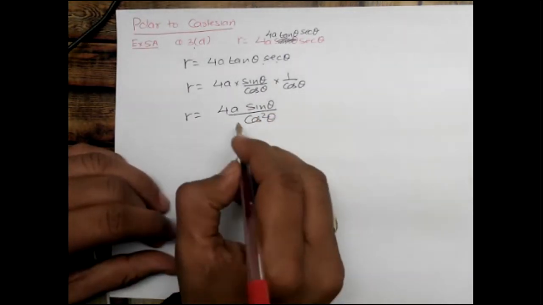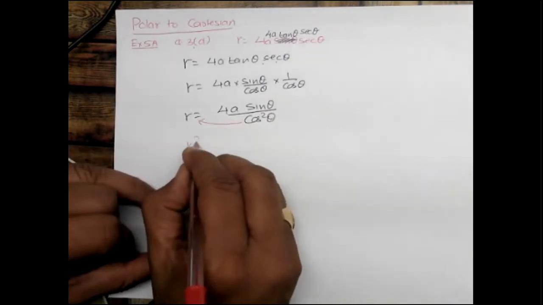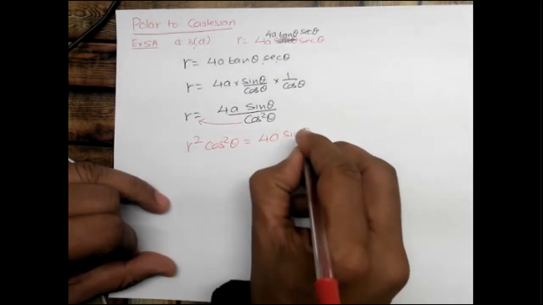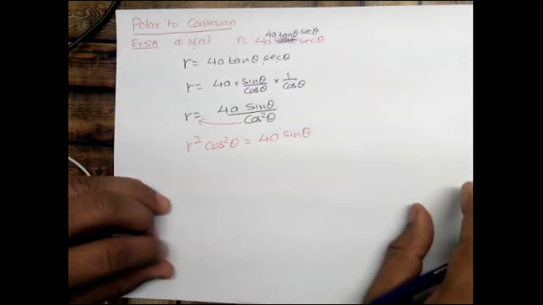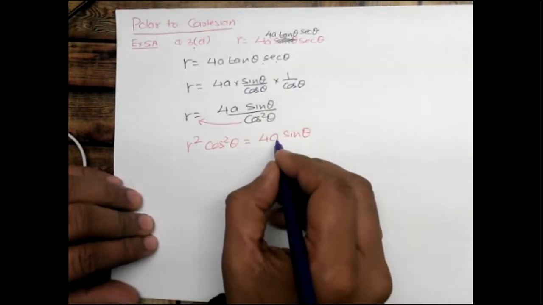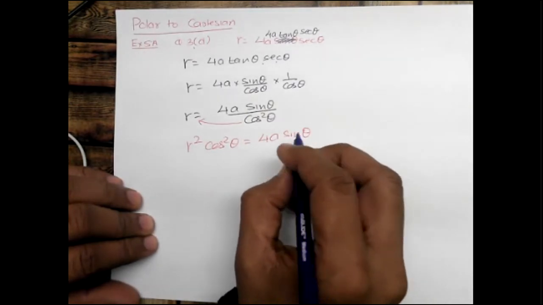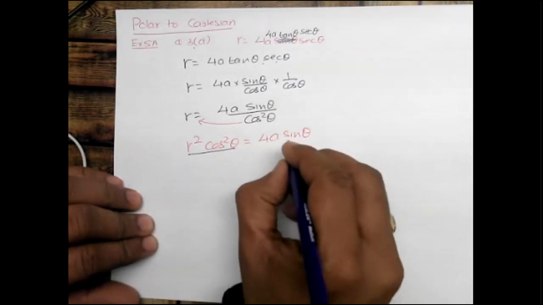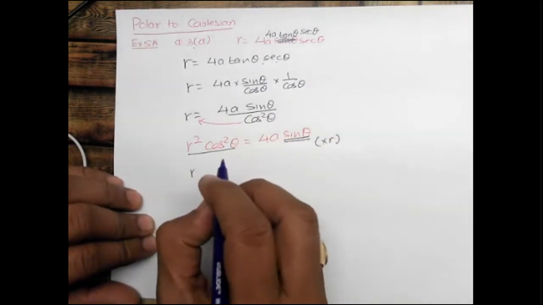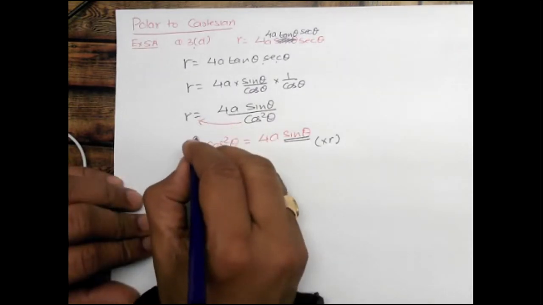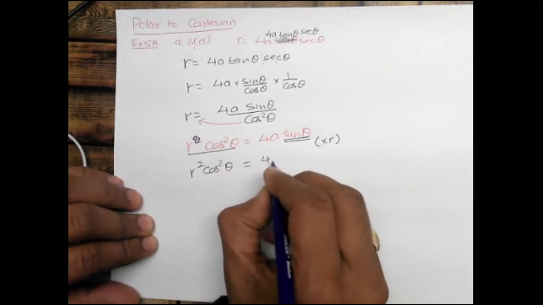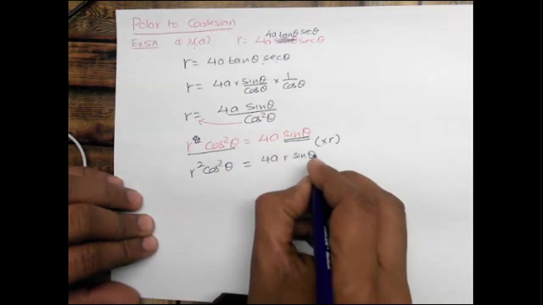Now I would like to take this to the other side. That becomes r cos squared theta equals 4a sin theta. If you remember the steps in the PowerPoint, I said to multiply by r so that every sine and cos term has an r. This one has it, this one doesn't. There's no r in this, so I multiply both sides by r. Now it becomes r squared cos squared theta is equal to 4a times r sin theta.